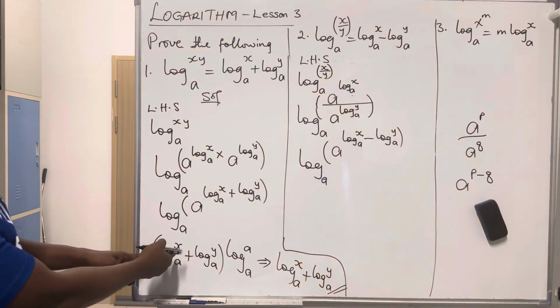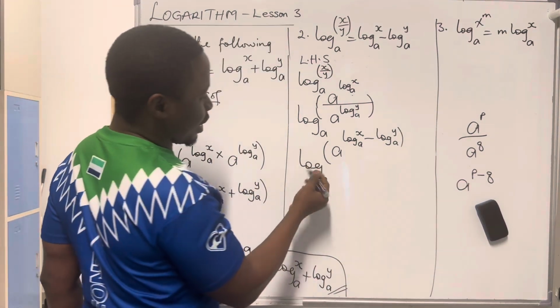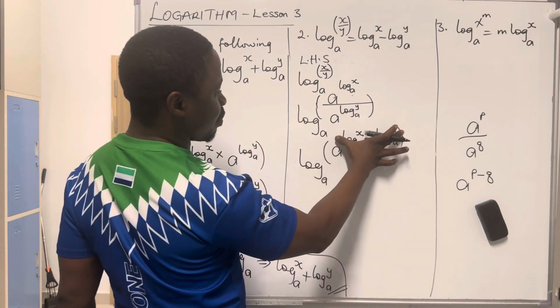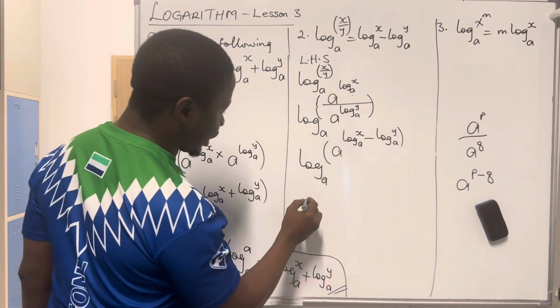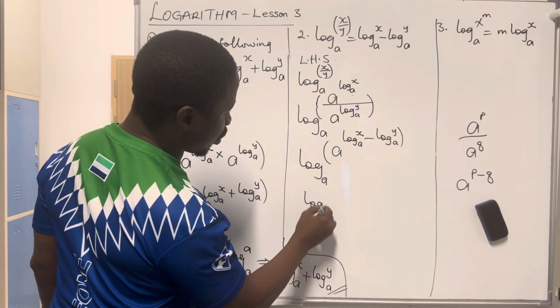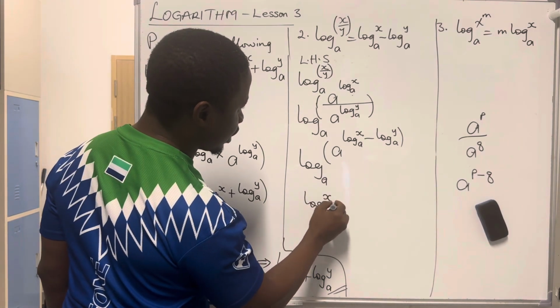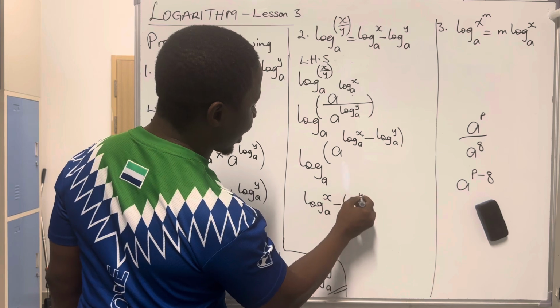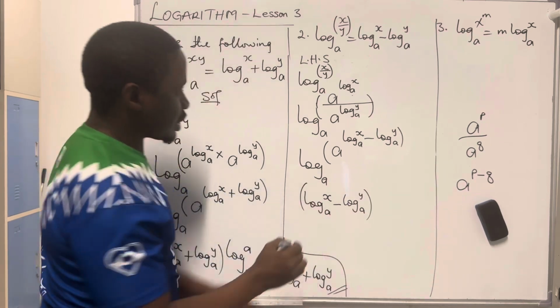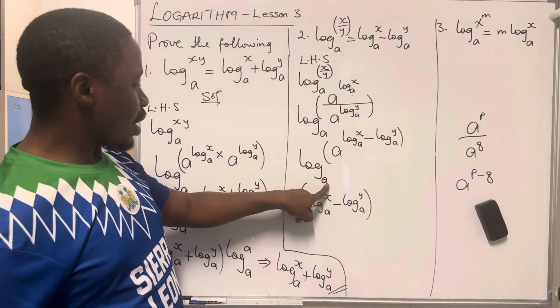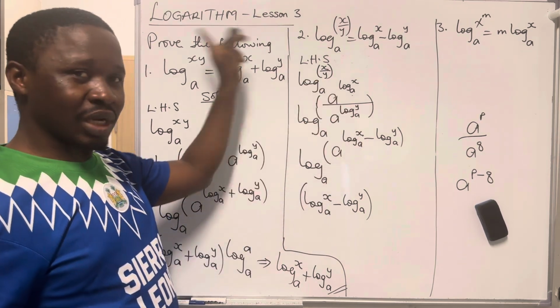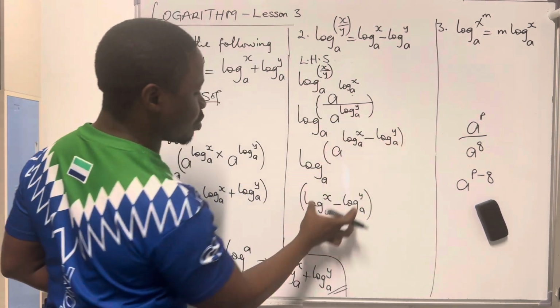Okay, so we are here now. The log number has a power, and the power goes to the left hand side of the log. So we say log x base a minus log y base a. This is the power, this is the log number, this is the base. So when the log number has a power, the power goes to the left hand side. So this one has come to the left.